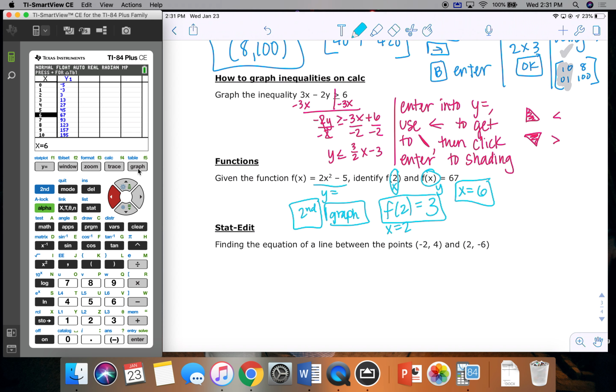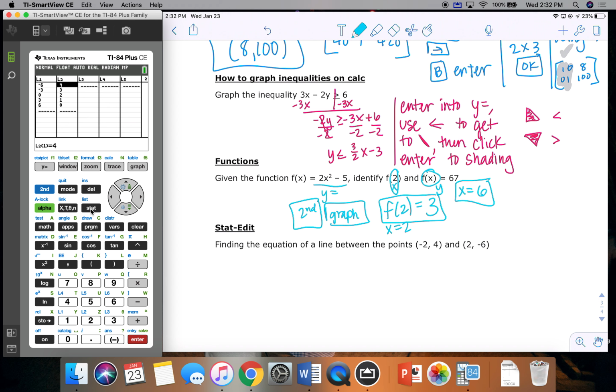Now, something that you don't need to do at this point, but is good to remind you, is the table ask. So if you click second window, you can tell it that you want your independent to be at ask. When you go back to the table will be empty, so you can say x is 2 and click enter to see y. If they ask for where x is 100, you could plug in 100 to see x rather than scrolling all the way down till you get to x is 100. So again, that's second window and then change independent to ask.